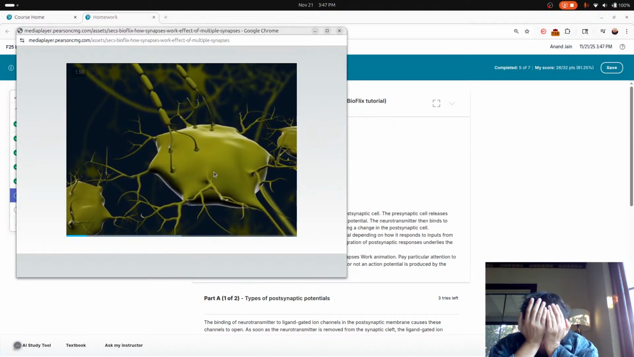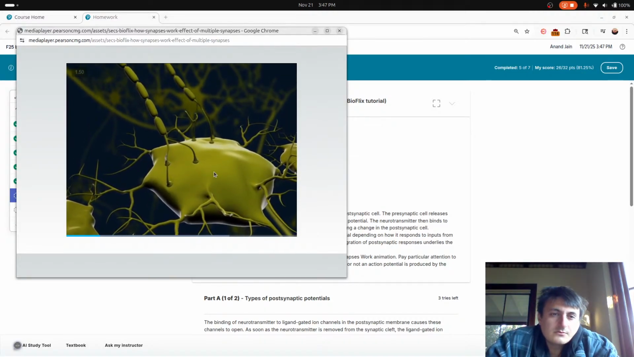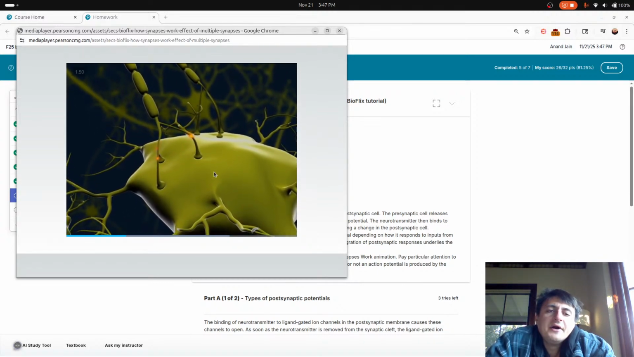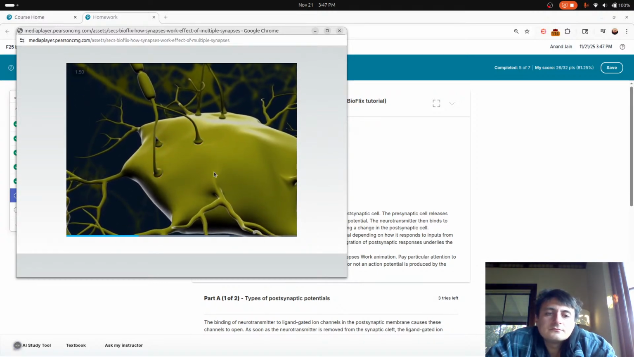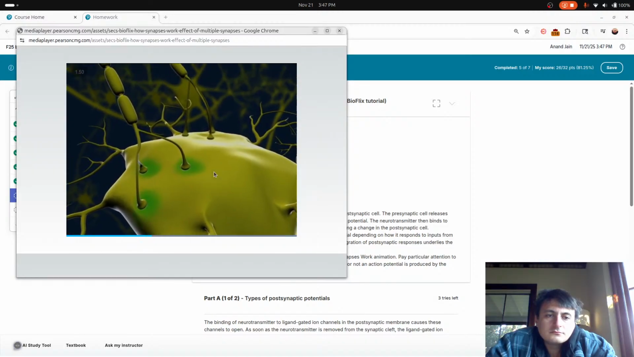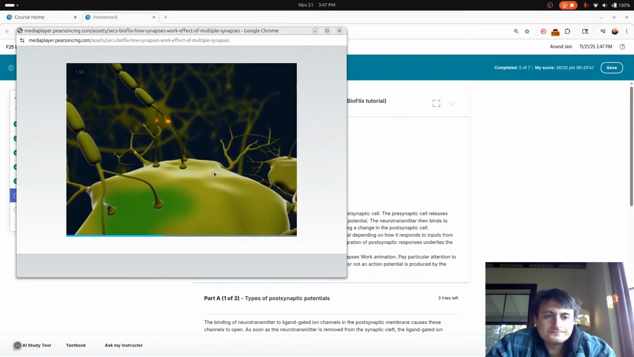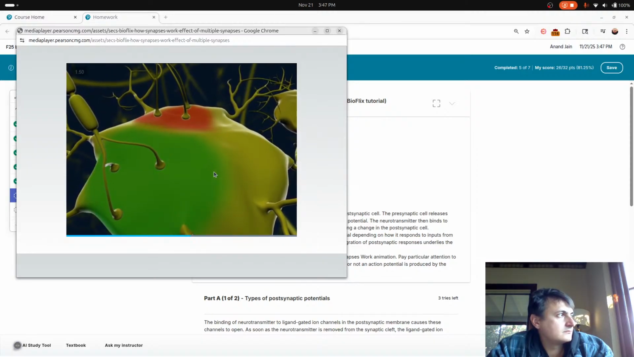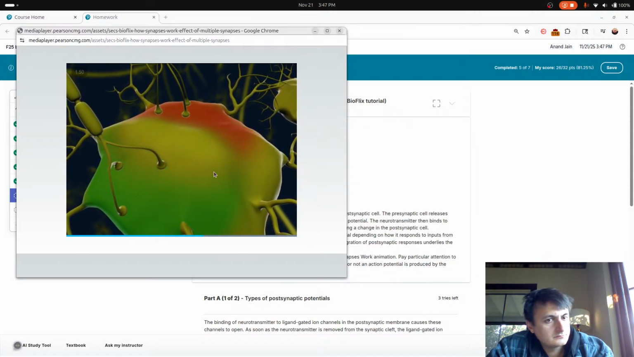A single neuron can receive signals from many sending neurons. The signals arriving from the axon on the left are excitatory. They make the receiving neuron more likely to generate an action potential, as indicated by the green glows. Signals from the axon on the right are inhibitory. They make the receiving neuron less likely to generate an action potential, as indicated by the red glows. The two sets of signals cancel each other out, and no action potential is generated.